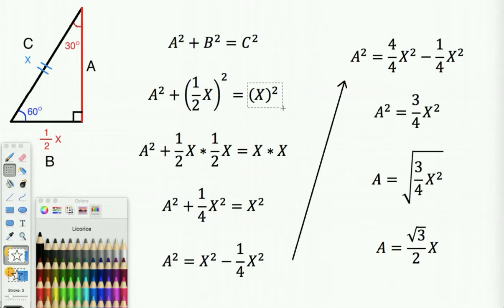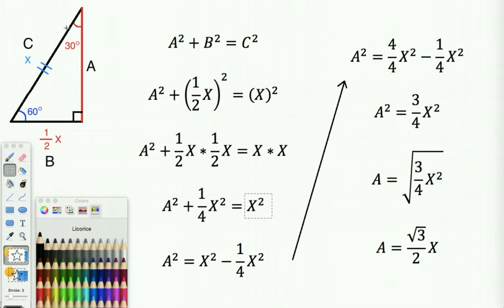In parentheses, x squared is just x times x. 1/2 x in parentheses squared just means 1/2 x multiplied by 1/2 x. Well, 1/2 times 1/2 is 1/4, and x times x is x squared. On the right side, x times x is just x squared.